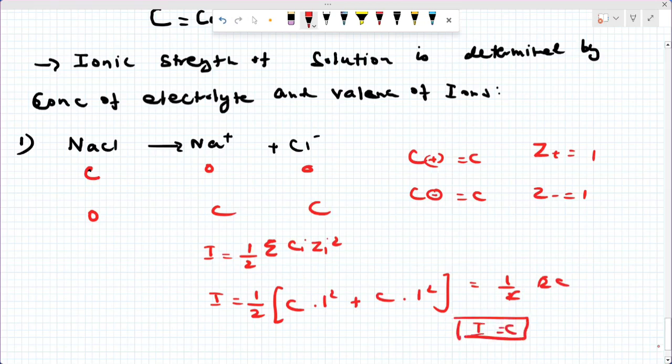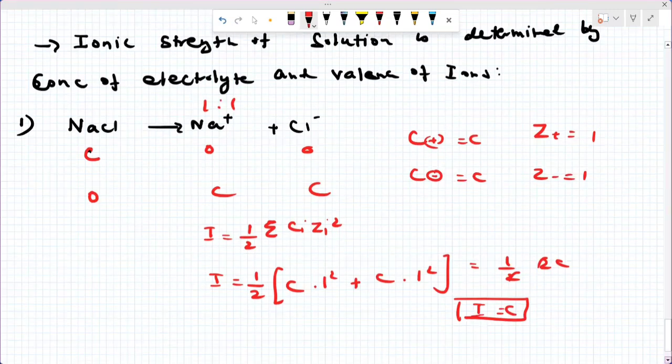So if you have a 1:1 electrolyte, what is the concentration value? That is equal to the ionic strength. Whenever there is a 1:1 univalent electrolyte, the concentration, generally represented as molality, that molality value is equal to the ionic strength. Please note.